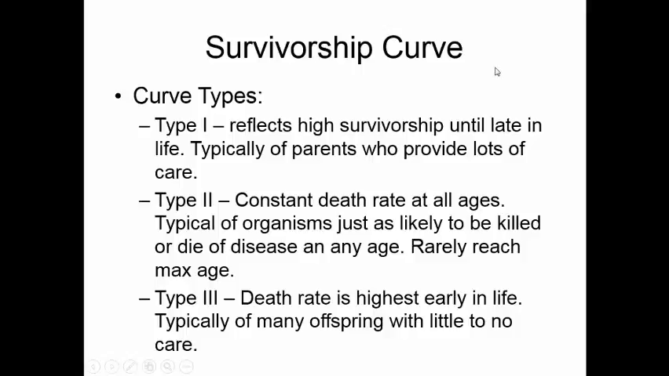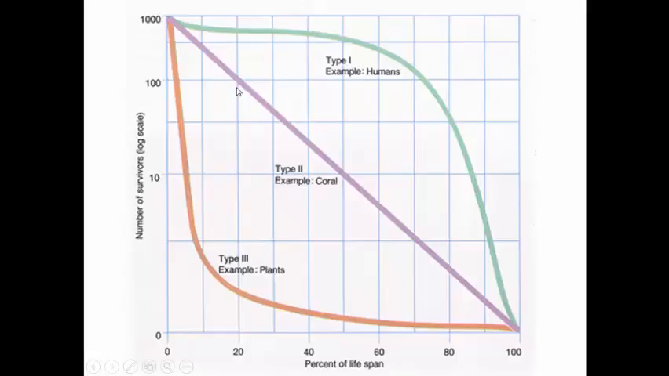And so their survivorship curve is much, much different. In type 1, you get lots of survivors. Type 2 is pretty much a constant rate, and in type 3, you produce lots of offspring and hope that they do well. So this shows the different curves that are involved for type 1, type 2, and type 3.